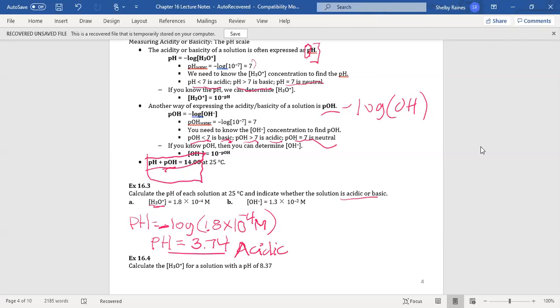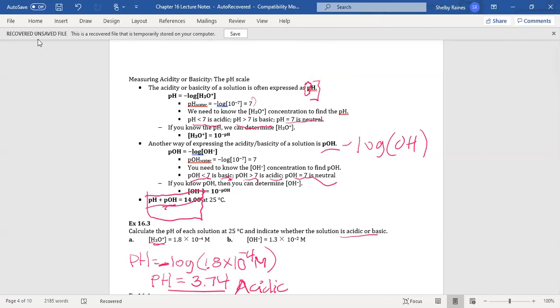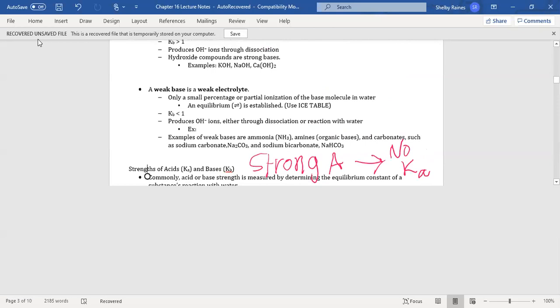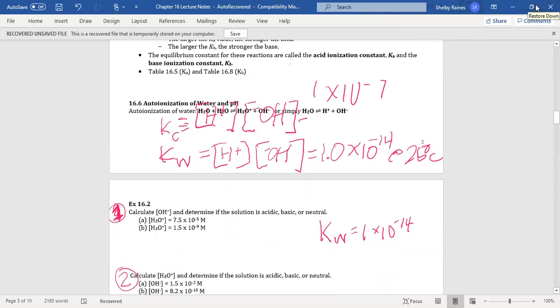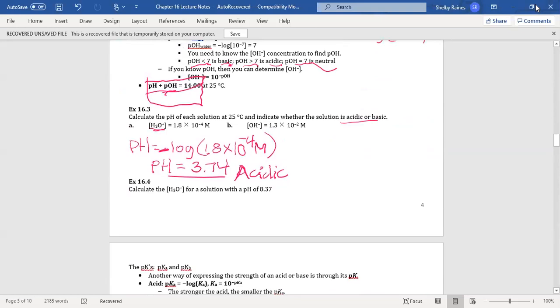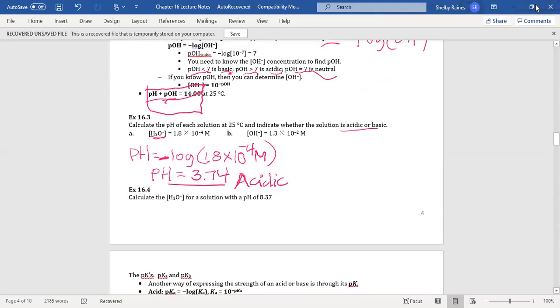All right, let me erase this. This is in my way. All right, so for the next one, let me get back to where we were. I'll try to do it over here. I don't think I can, but all right.